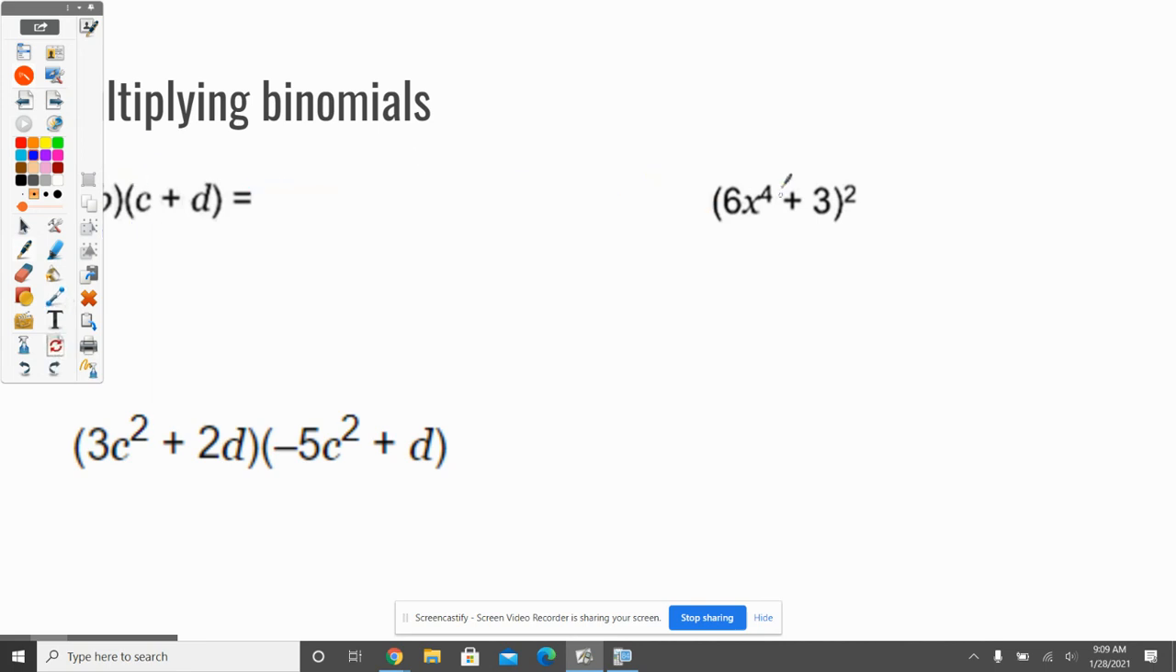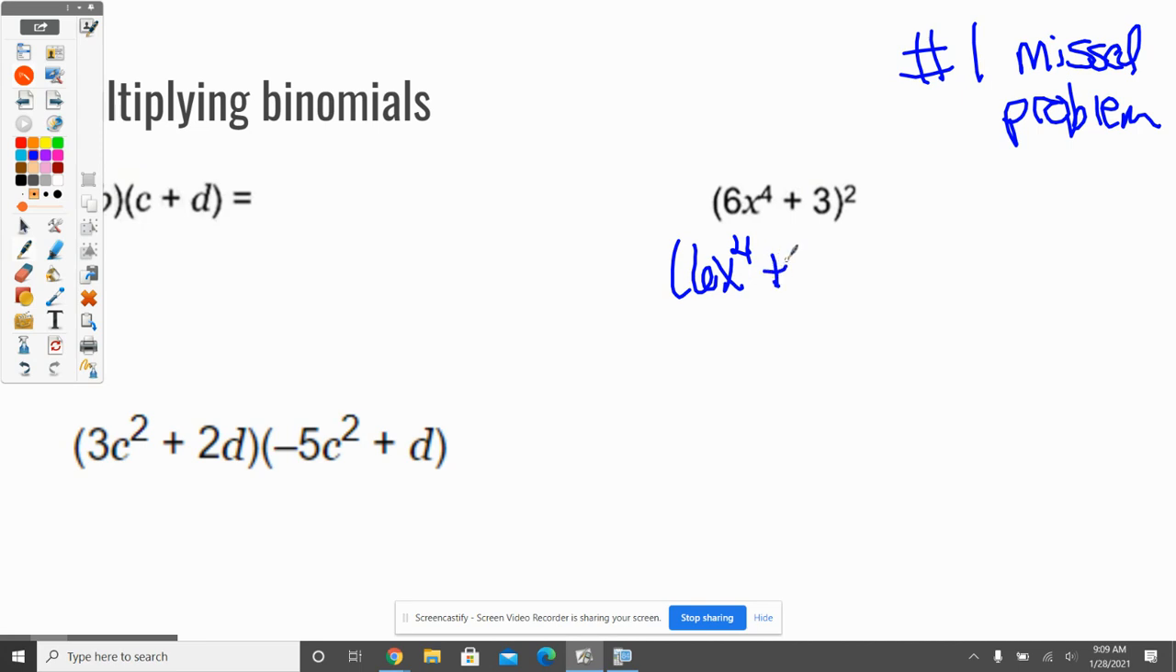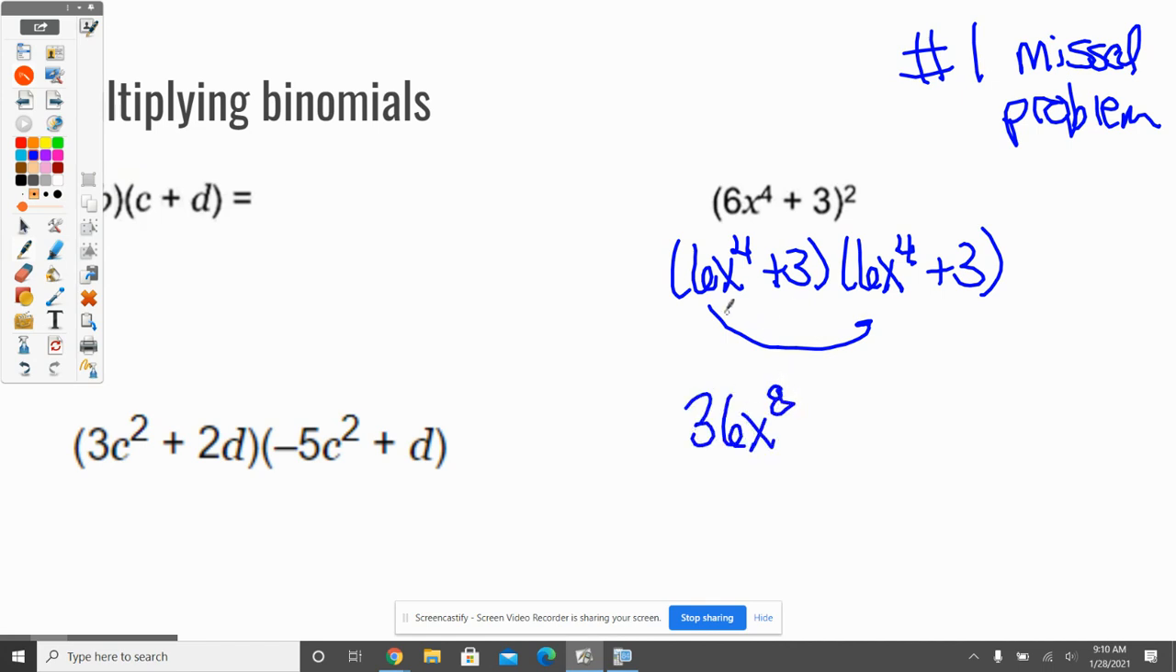Okay, how about this one? Do not mess this up. Number one missed problem in Algebra 3. I tell kids this, and at the end of the year, they get really good at it. Do not distribute that exponent. That is not what that means, guys. What does it mean? It means 6x to the fourth plus 3 times 6x to the fourth plus 3. And I can guarantee that will be an ACT or SAT question. They love it because kids just want to take that exponent in. It's so wrong. Double distribute: 36x to the 8th plus 18x to the 4th.